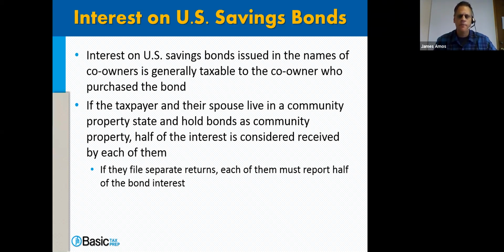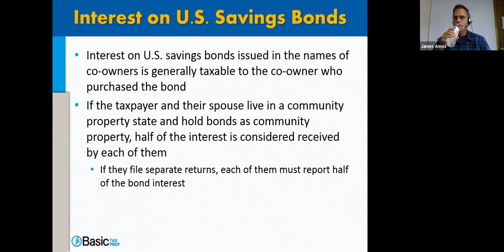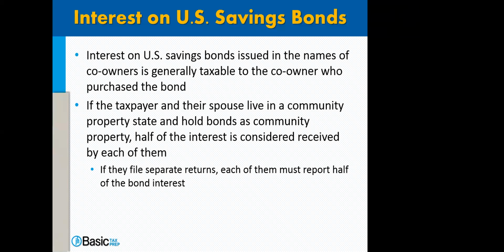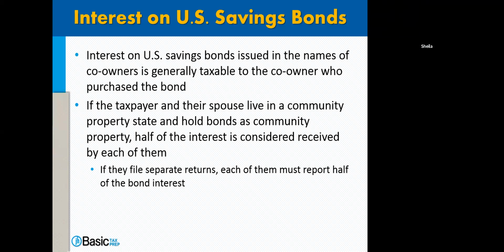So community property states, is Oregon a community property state? No. Okay. Who is a community property state in the Northwest? Washington. Washington is. Anyone else that you can think of around us? California. Yep, California is. That's exactly right. Good.